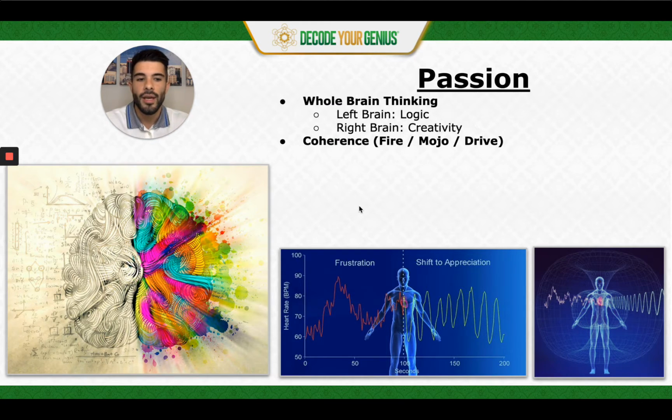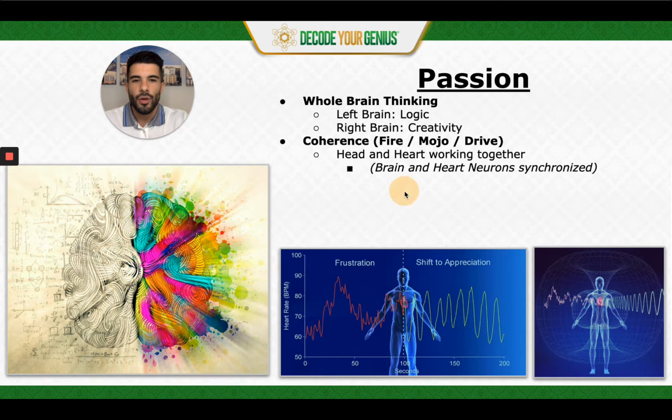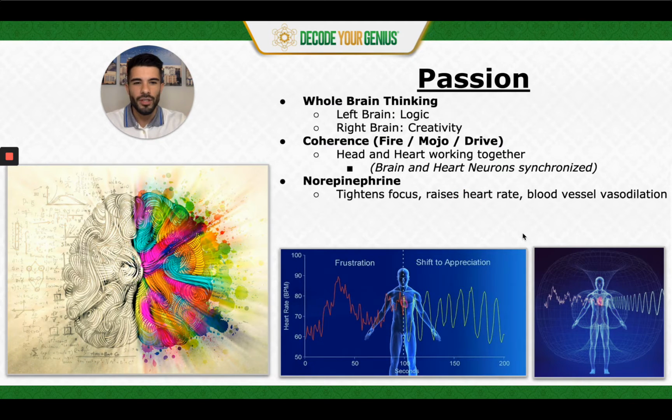HeartMath Institute has a bunch of research on this that they've developed. So this is also the mechanics behind the fire, the mojo, the drive. It's when your head and your heart are unified, working together. The brain and heart neurons are synchronized in a specific type of way. So what happens is norepinephrine is released, which tightens focus, raises heart rate, and causes blood vessel vasodilation, which allows more blood flow to happen, and the mind-body connection increases. All right.